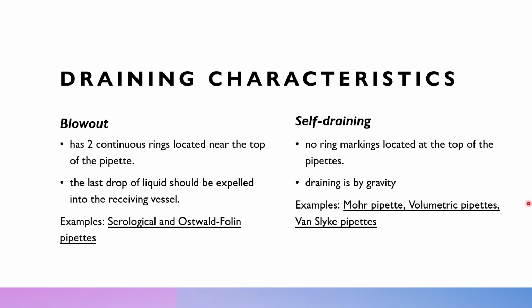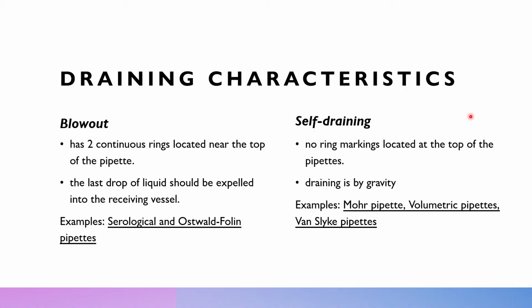An example of self-draining type of pipettes include Mohr pipettes, volumetric pipettes, and Van Slyke pipettes. Remember, as I have said a while ago, you should not be touching the tip of the pipette into the receiving vessel during drainage. But that is with the exception of Mohr pipettes, because when you're using this class, the tip should remain in contact with the side of the vessel for several seconds after the liquid has drained. The pipette, after that, is then removed.